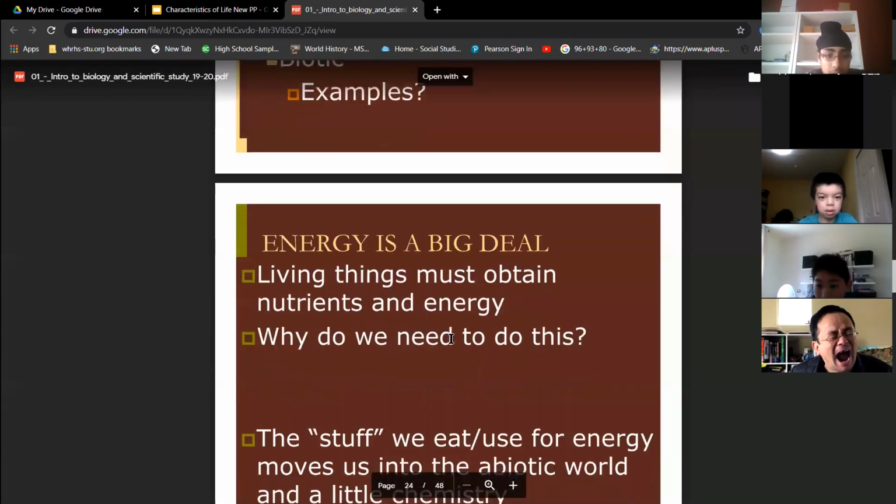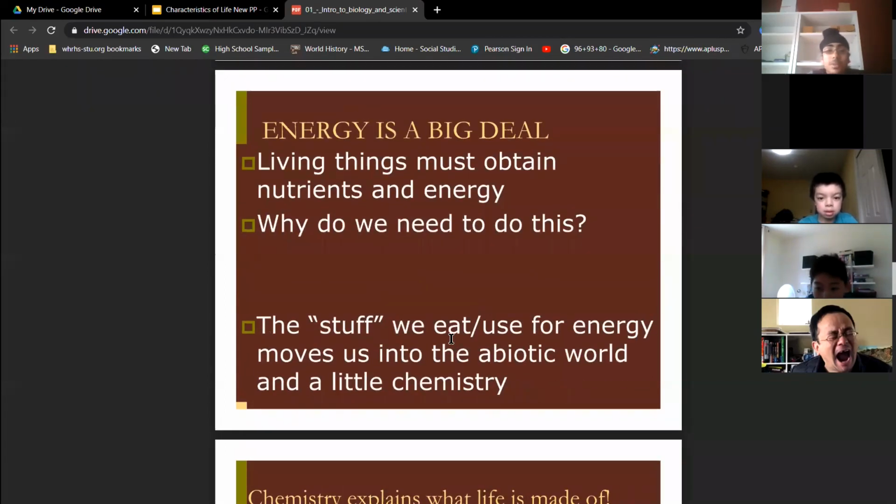So energy is a big deal in biology, because living things have to obtain nutrients and energy, and we need this to run our cells, to think, to move. All of these things require energy. The stuff that we eat gets transferred into energy for us to move and things like that.